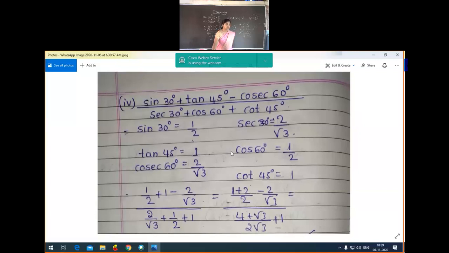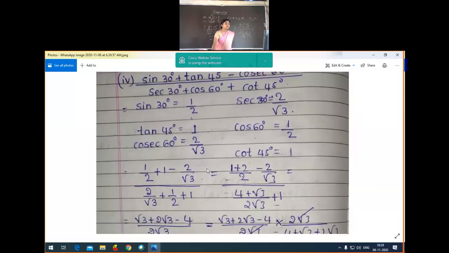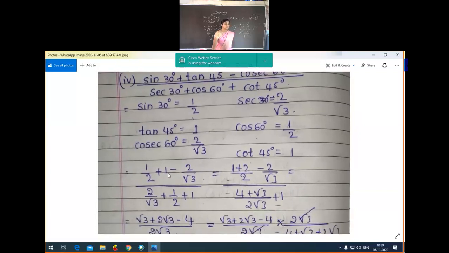So next, the substitution part. Sin 30 is 1 by 2 plus 1 minus 2 by root 3 divided by 2 by root 3 plus 1 by 2 plus 1. So the next work is simplification work. Here we will group these two numbers, 1 by 2 plus 1. LCM is 2 only, 1 plus 2 minus 2 by root 3 divided by. Here we will group these two. LCM is root 3 into 2, that is 2 root 3. So here 4 plus root 3 plus 1.